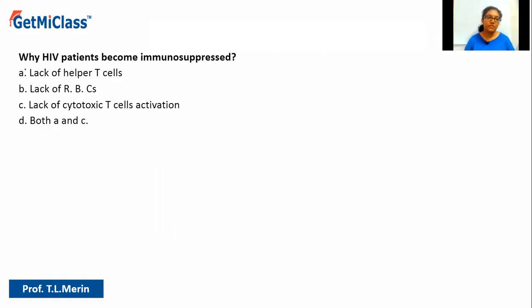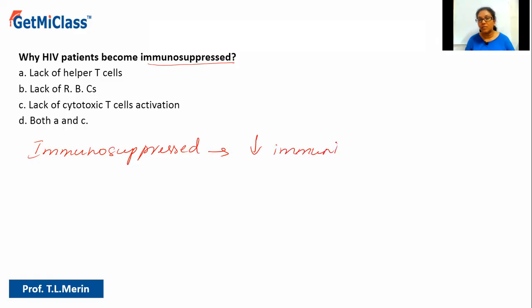So now let us understand the question. It says, why do HIV patients become immunosuppressed? So what do you mean by immunosuppressed? That means here the immune system has been suppressed. That means low immunity. That means they're susceptible to different infections. So very susceptible patients. Why are they susceptible? Because the immune response or immune system has been suppressed, so it will not fight against the diseases.